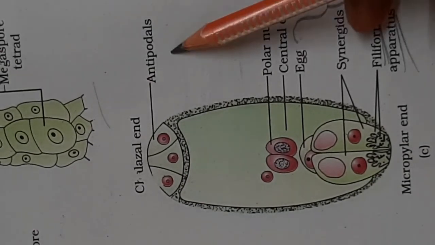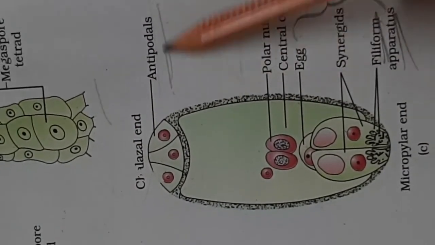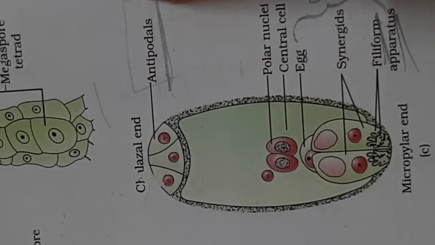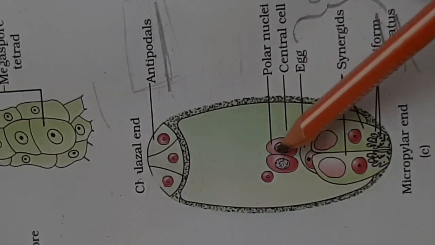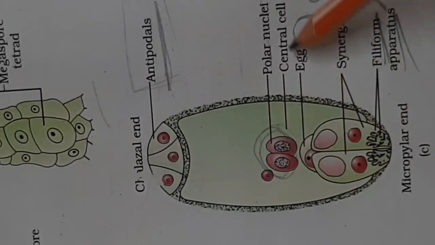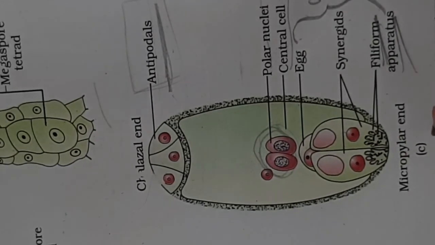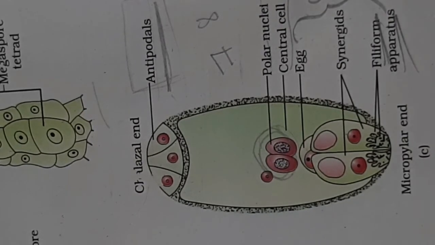Okay, antipodal cells are present in the chalazal end. 3 cells are present at the chalazal end. Those are antipodal cells. Okay, then in the central we can see the polar nuclei which are arranged in a single cell. That one is a central cell. This diagram is a 7-celled 8-nucleated embryo sac. This type of embryo sac you can see in the typical angiospermic plants. This is a detailed study of a embryo sac.